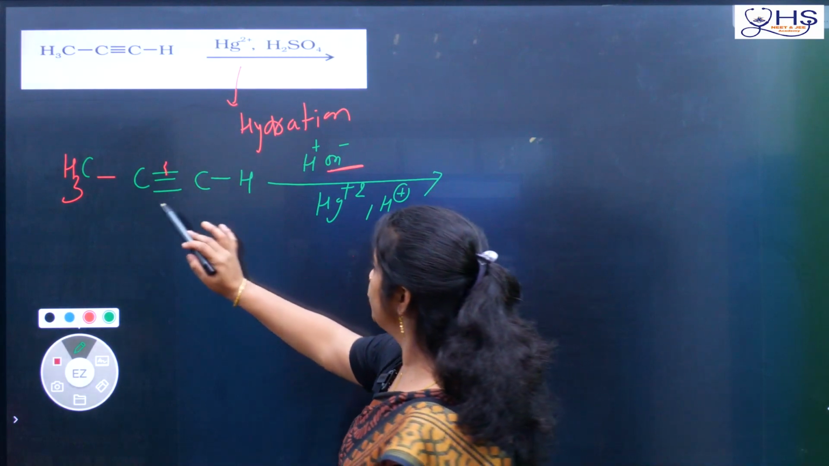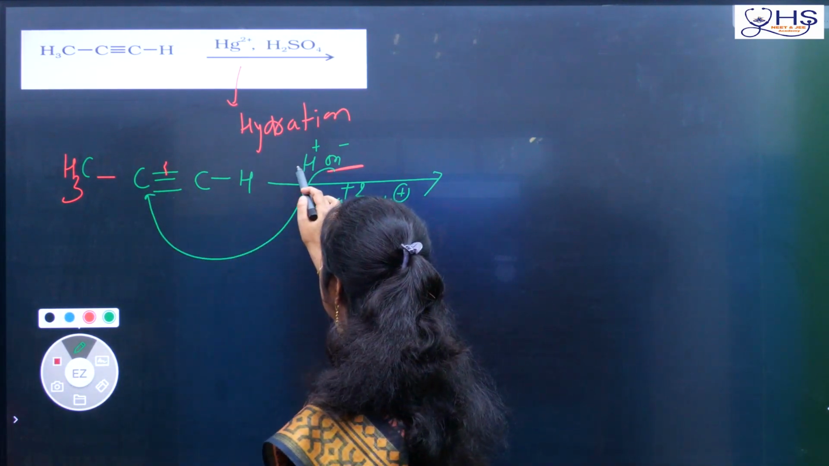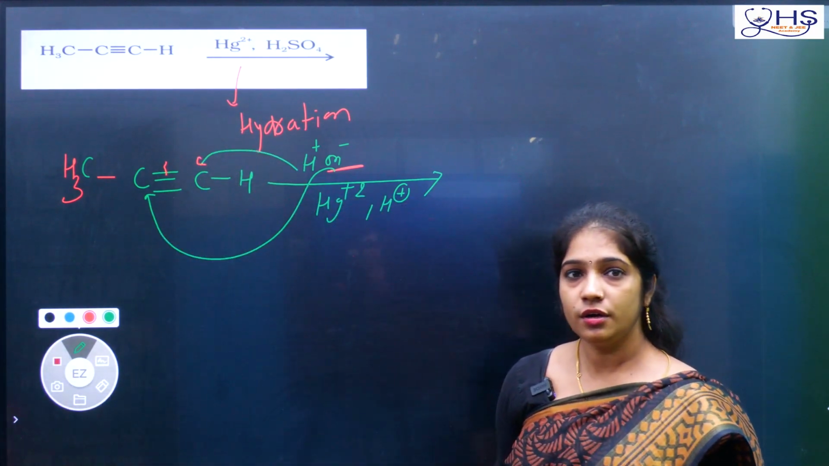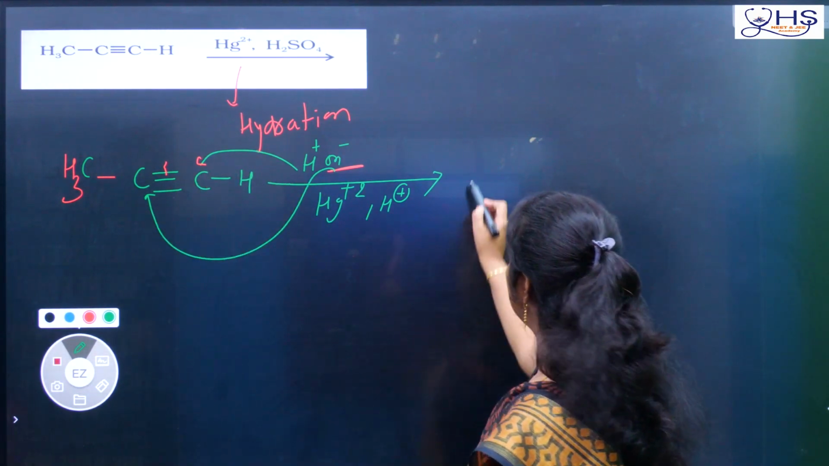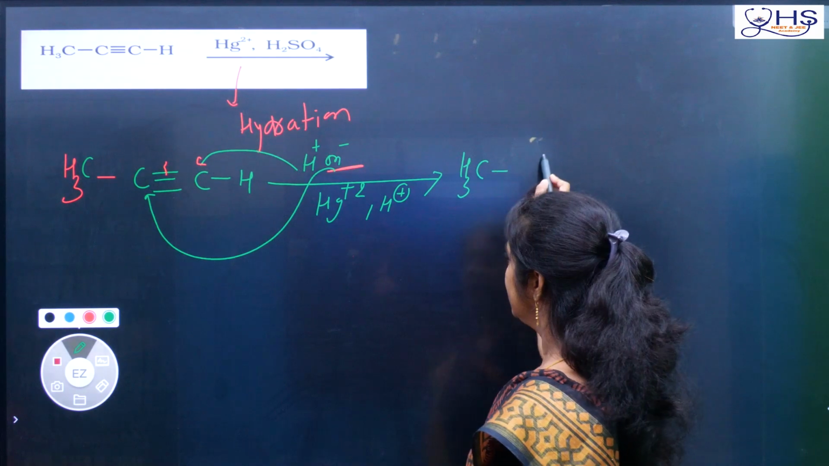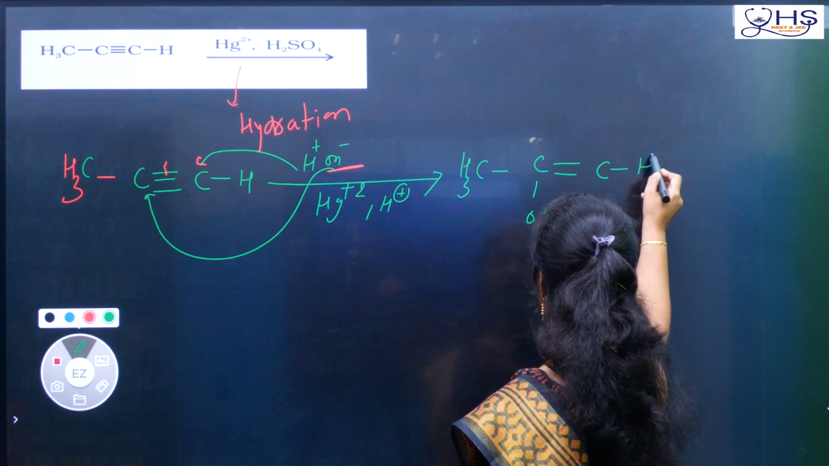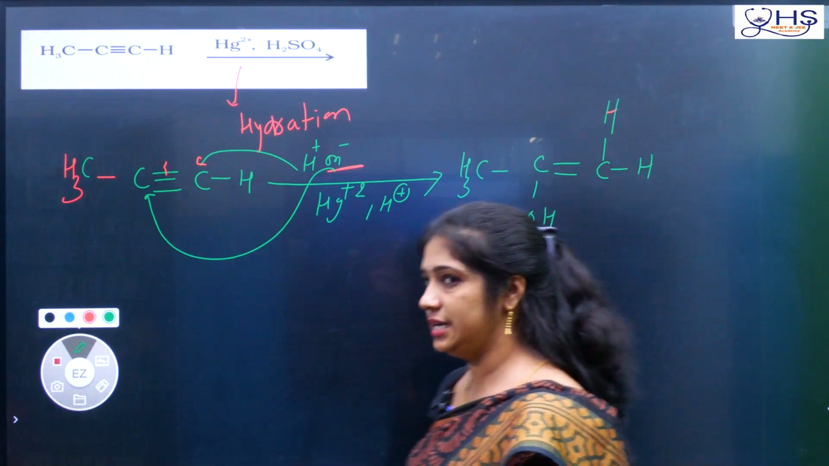So out of these two, which contains less number? This carbon does not contain any hydrogen. This carbon contains 1 hydrogen. So less number means here 0, here 1. The OH will get attached to this carbon and H will get attached to this carbon. So what will we get? CH3 COH double bond CH, and one more H attached from that water, CH2.